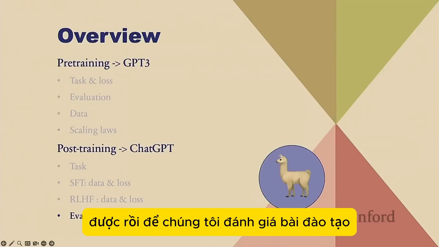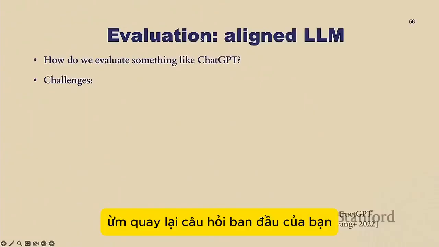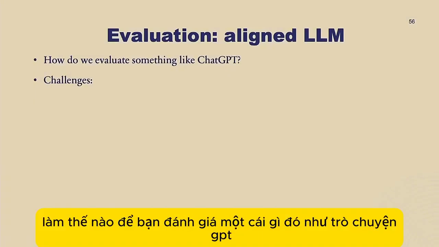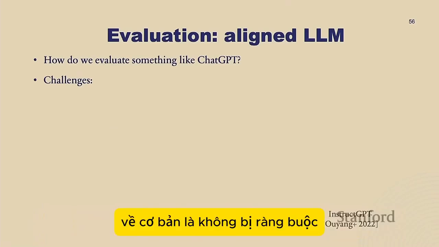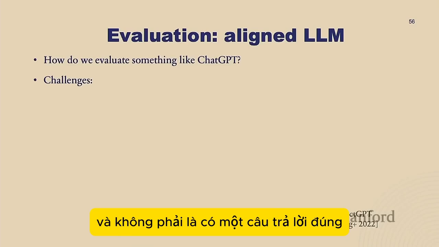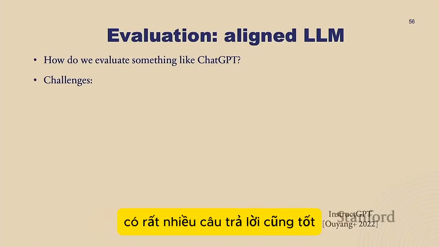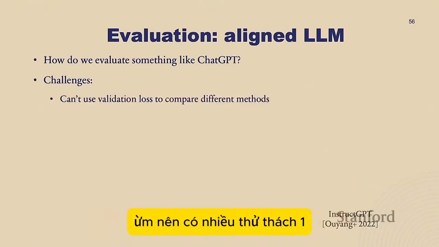Okay, so that gets us to evaluation of post-training. That goes back to your initial question at the beginning of the lecture. How do you evaluate something like ChatGPT? The answers that ChatGPT could give are basically unbounded. It's not that there's one right answer. There are many answers that are just as good. So there are many challenges.